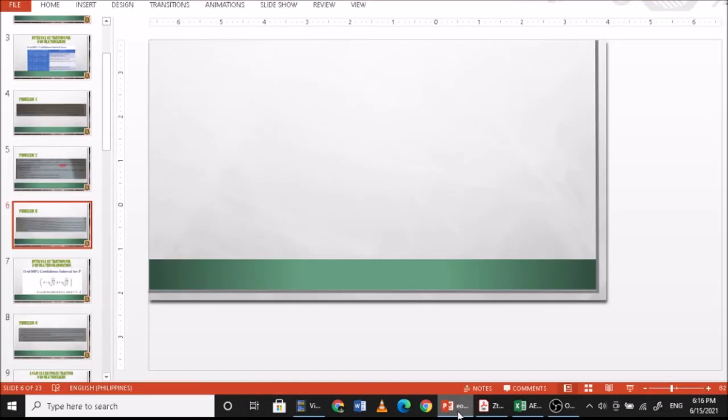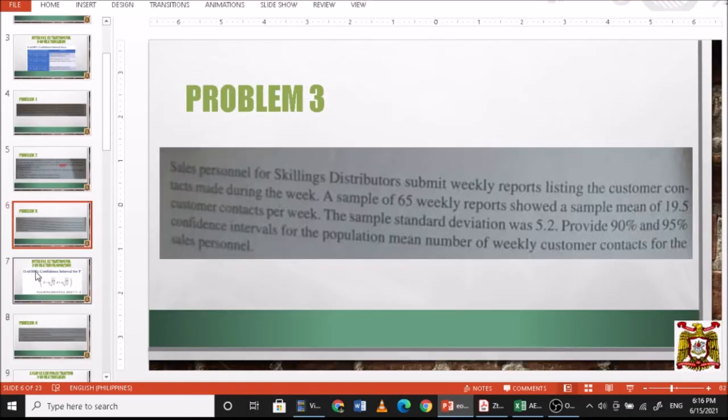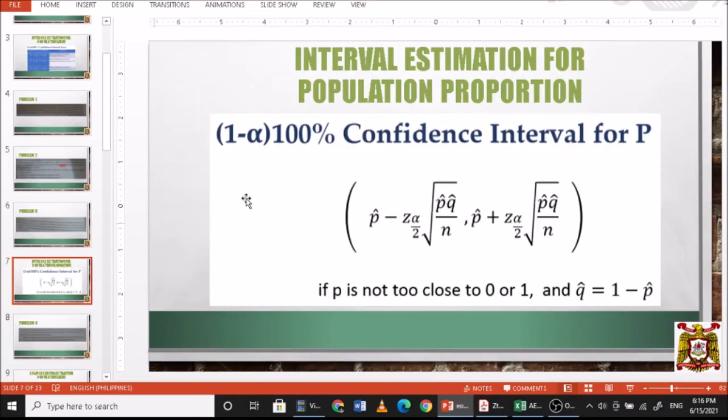Okay. The next, you have here your interval estimation for population proportion. So there is only one formula. That's p hat, or you can also use p bar. The interval estimate is equal to p hat plus minus z alpha over 2 times square root of p hat times q hat all over n, if p is not too close to 0 or 1, and the value of q hat is equal to 1 minus p hat.